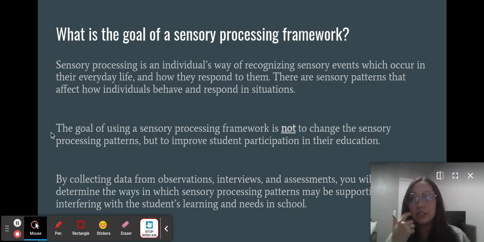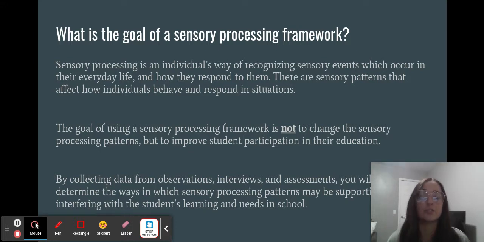So then the next part would be the goal of a sensory processing framework. So the goal of using a sensory processing framework is not to change the sensory processing patterns, but to improve student participation in their education. So as we're looking at these different patterns, we're going to look at ways to help the students get through these different sensory situations that maybe they're struggling with so that they can fully participate throughout their day in different environments in the building.